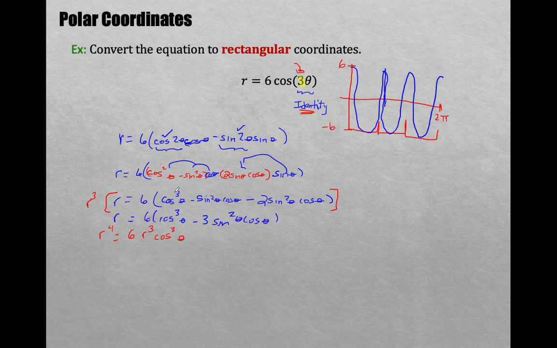You see what happened there, right? I have this cosine cubed. I have a minus sine squared cosine squared, and minus 2 sine squared cosine squared. So that's where that 3 came from. Now I'm going to multiply everybody by r cubed.